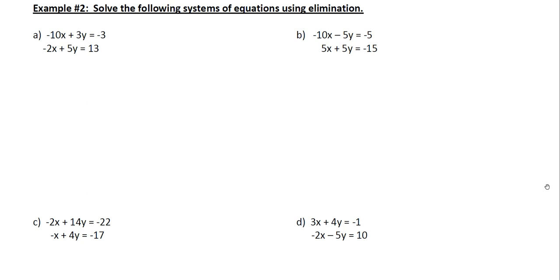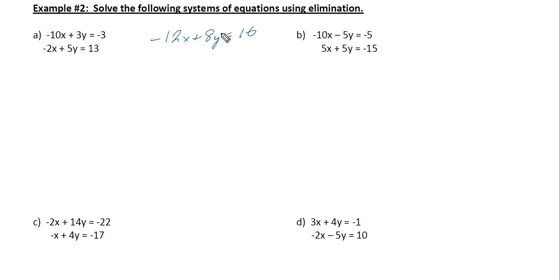All right, in terms of the x's or in terms of the y's, we need a set of opposites, because elimination is all about combining these 2 equations to cancel one of our variables out. Now, if we combine these 2 equations, and I'm just going to write this down, and then I'm going to erase it. If we combine these 2 equations, negative 10x plus negative 2x would be negative 12x. 3y plus 5y is 8y. And then negative 3 plus 13 would give us 10.